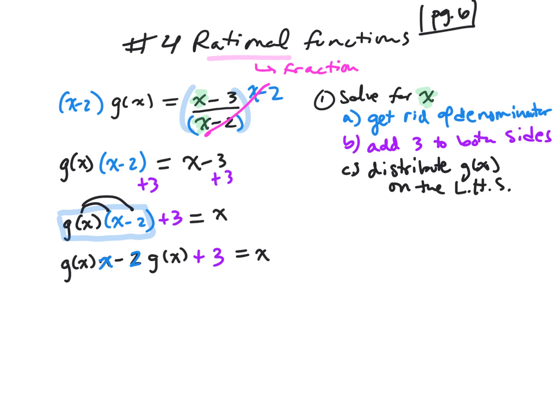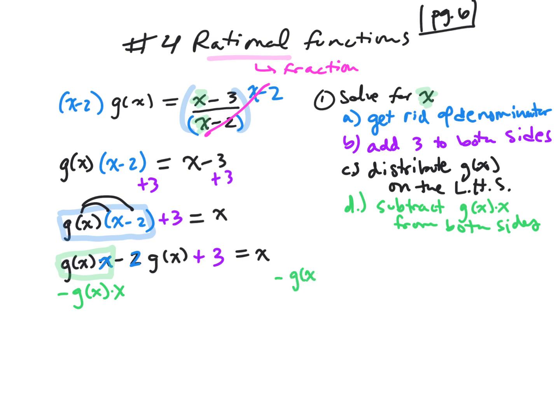So that doesn't really help me, and I have this new term that has x in it. So I'm going to move that term to the right-hand side. I want all my x's together. So this is part D. I'm going to subtract g of x times x from both sides. So I'm going to do that here. Minus g of x times x.